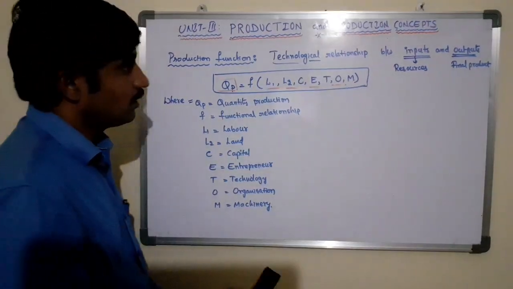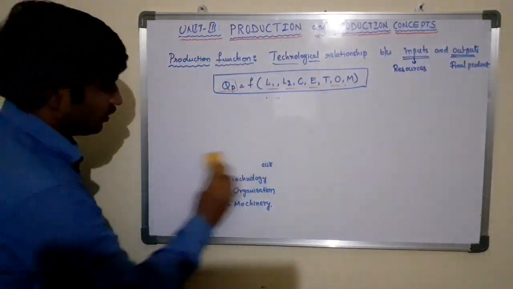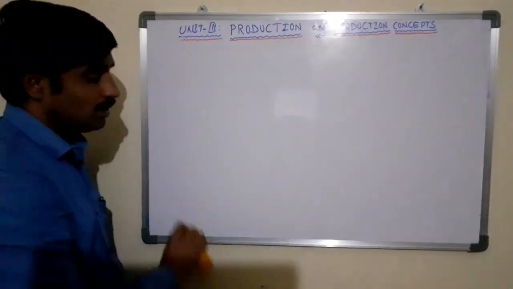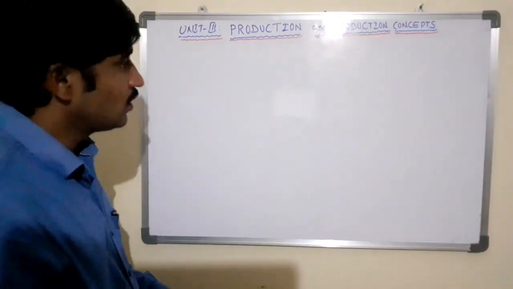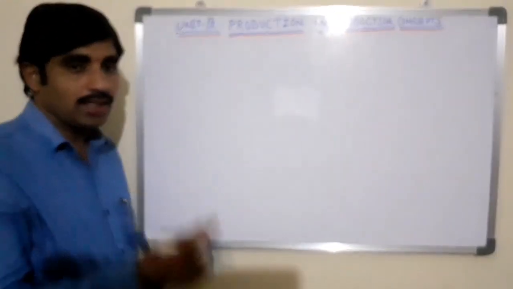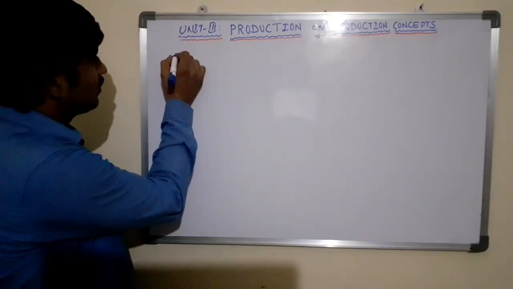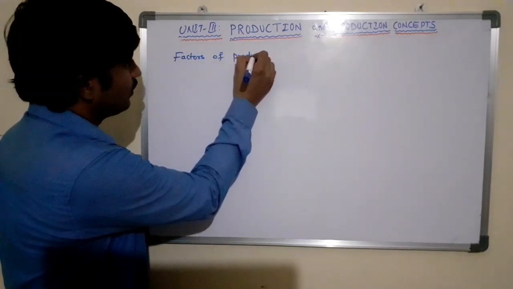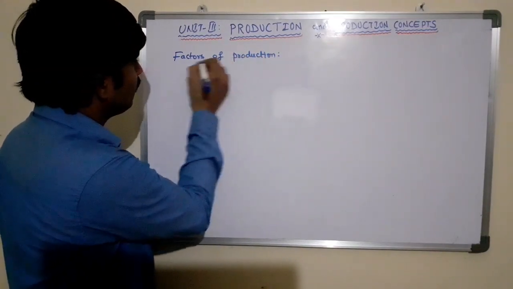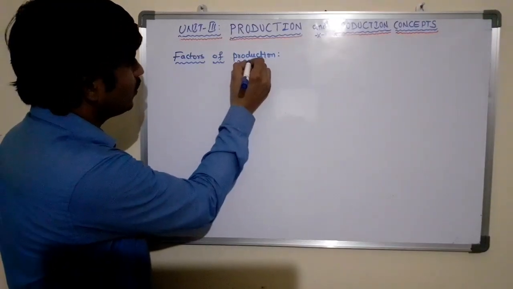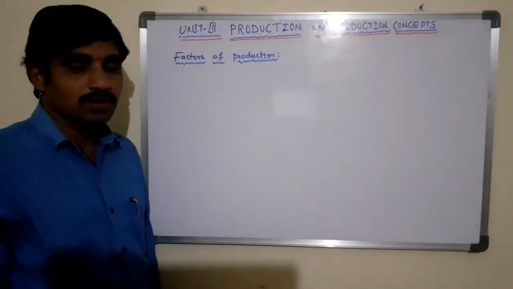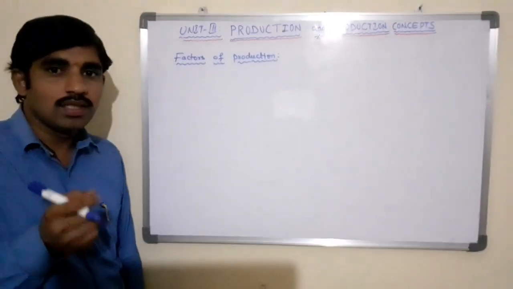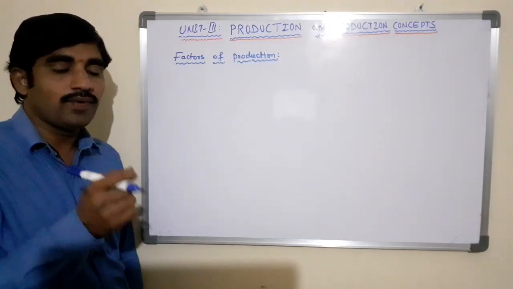What are the different factors of production? Whatever inputs are introduced by the business to show the relationship between inputs and outputs are known as factors of production. Factors of production are nothing but the inputs that are used to produce the product, the final output.